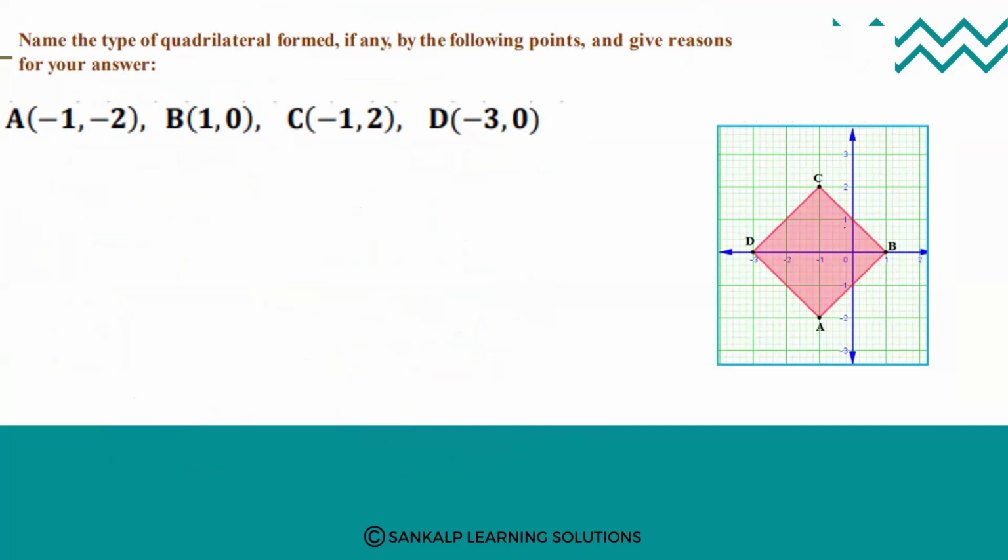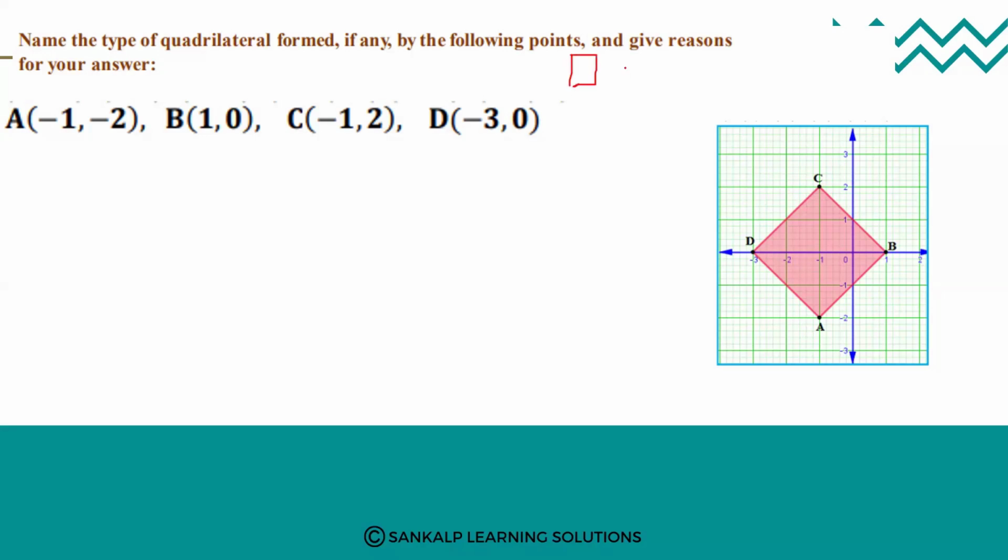See here, quadrilateral they have given. That means 4 coordinates they have given: A, B, C and D. If I plot this on a graph, I will get this quadrilateral. So we need to check which type of quadrilateral it is. Which types of quadrilateral are there?